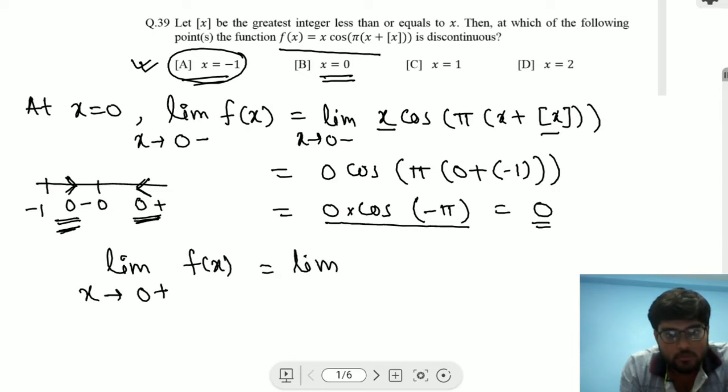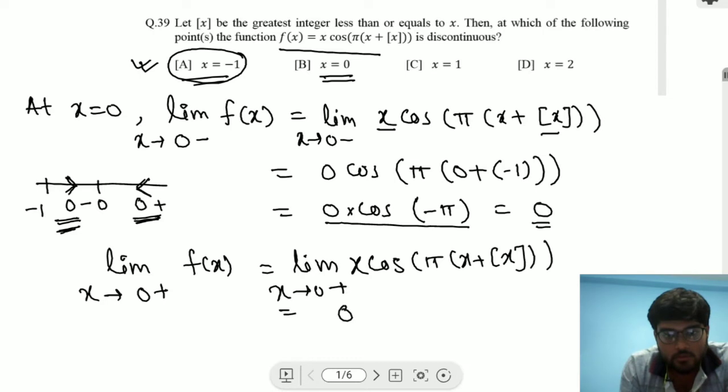Now we'll check the value limit x tends to 0 plus f(x). So this will be limit x tends to 0 plus x cos pi into x plus box x, and this is 0 cos pi into 0 plus. Now the value is tending from the right hand side, something like 0.5, so the box value will obviously be 0, so this is nothing but 0.